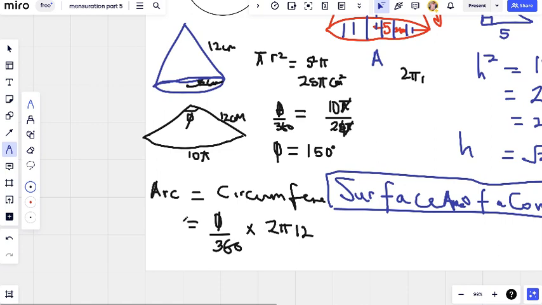I have 24 pi. And this arc length is equal to what? The circumference. And the circumference we've calculated to be 25 pi. So I put 25 pi here. Do you understand? Why do I put 25 pi to replace the arc length? Because it's equivalent to the circumference. The circumference was 25 pi.